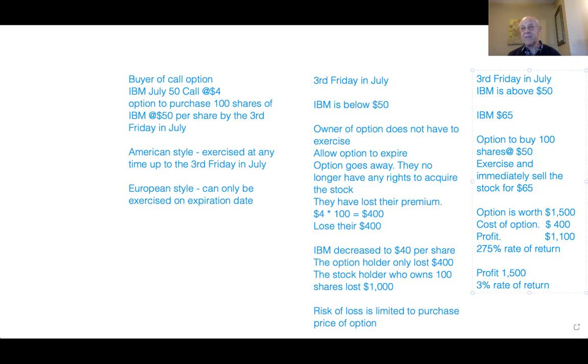So when you look at the upside, you go, gee, options give you this higher rate of return. When the stock goes way down, your loss is limited. It seems like buying options is a better investment than buying stock. Well, that's not always the case. Or obviously, or else everyone would just be buying options. So let's go to the next scenario. IBM is at $52 on third Friday.